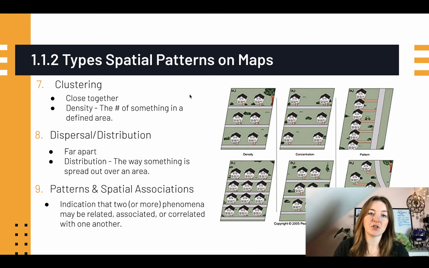So dispersal or distribution says how far apart something is. So clustering, we think of it together. Dispersal or distributed, it's farther apart.